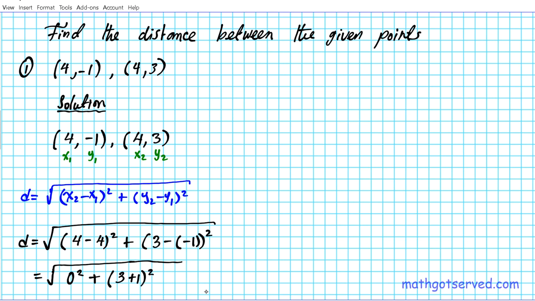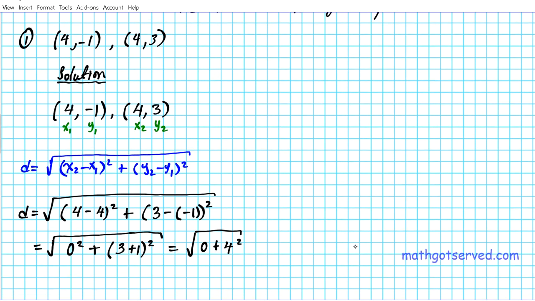Okay, so let's finish dealing with the operation in the parentheses, and then we'll focus on the next step in PEMDAS, which is exponentiation. 0 square is just 0, plus 3 plus 1 is 4, 4 square. So we're done simplifying the operation in the parentheses, so we can now square that second number. So our distance is going to be 0 plus 16, which is 16. The square root of 16 is equal to 4.